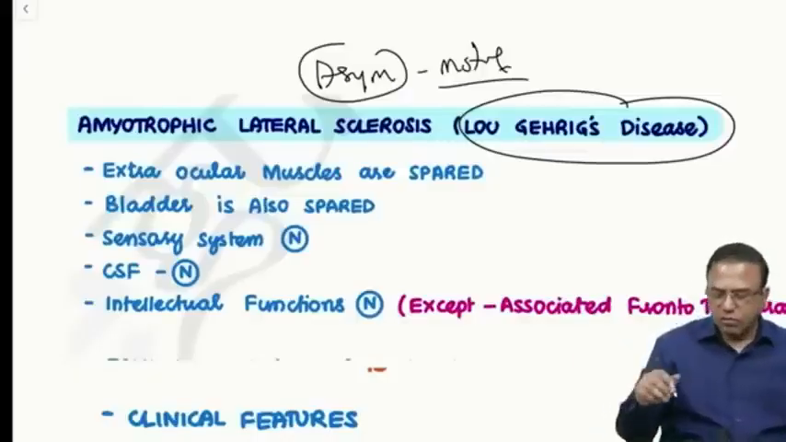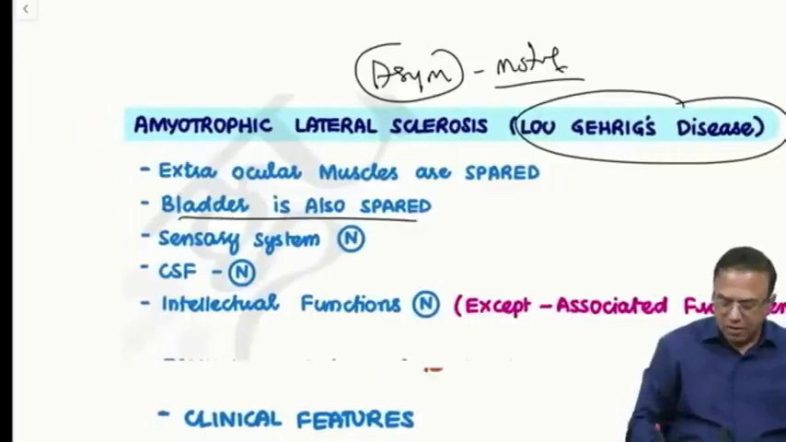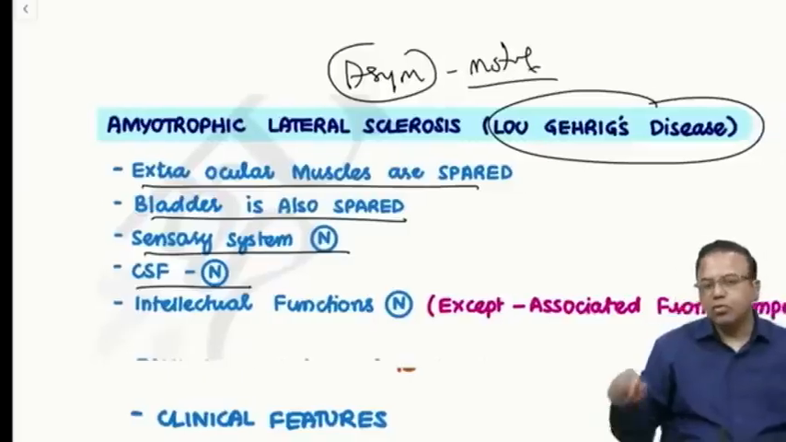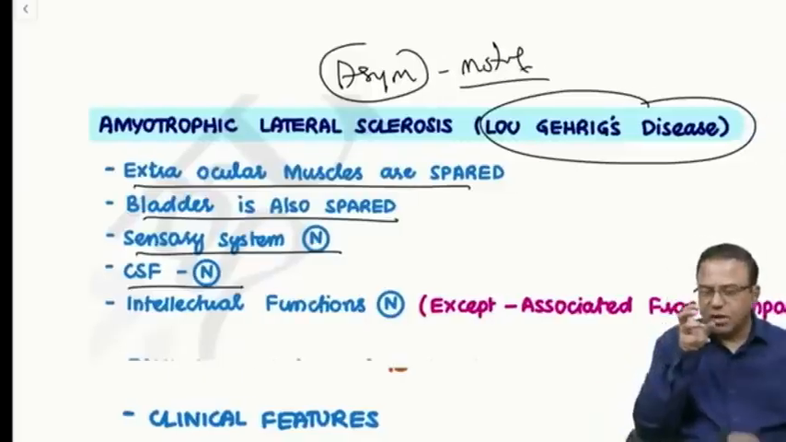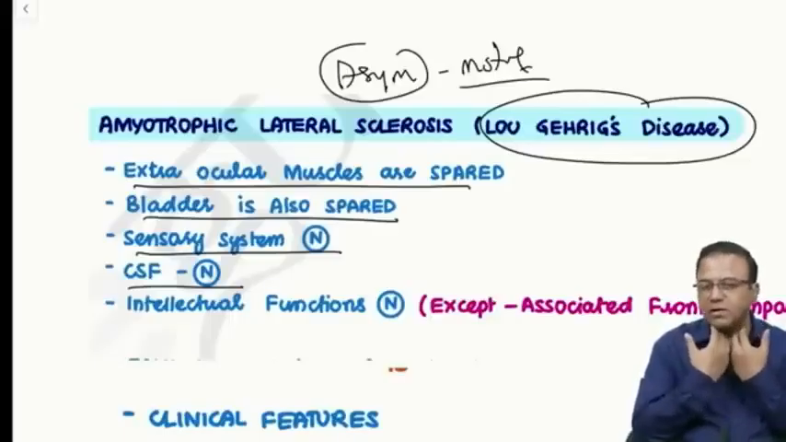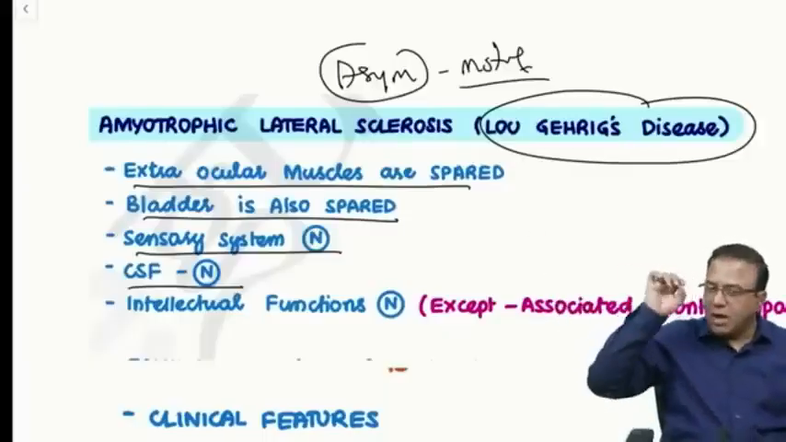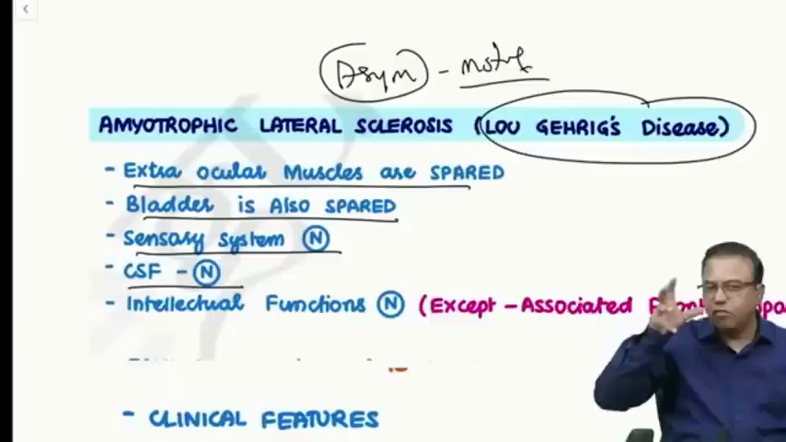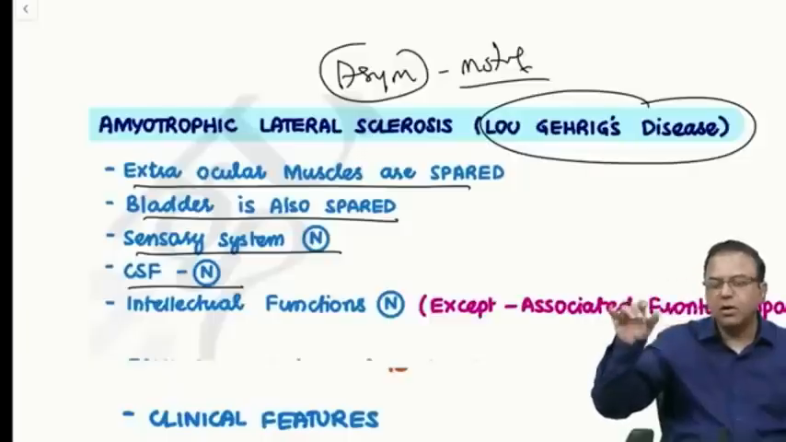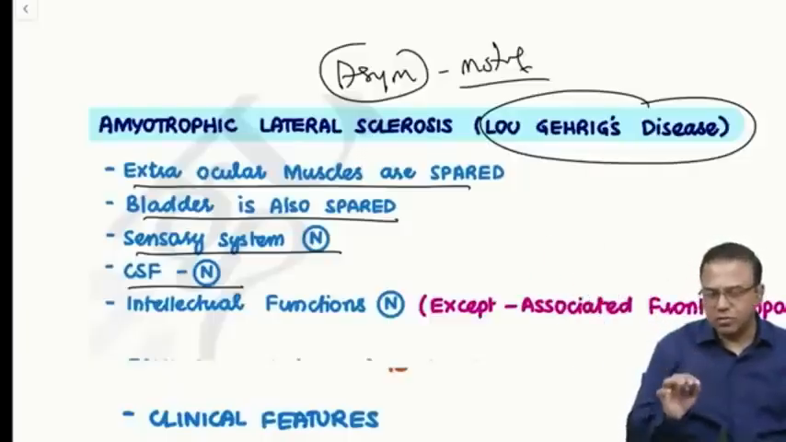In this condition, a few points they keep asking, all are true about ALS except: there is no bladder involvement, no sensory involvement, CSF is normal, and no eye involvement. Now you do see motor cranial nerves that supply the bulbar muscles like the tongue, or dysphagia, dysarthria, face muscles, all these cranial nerves will be affected. But even eye muscles are motor muscles. Third, fourth, sixth also are motor, but they will never be involved. That's a peculiarity of this condition. You don't see ocular problems in amyotrophic lateral sclerosis.